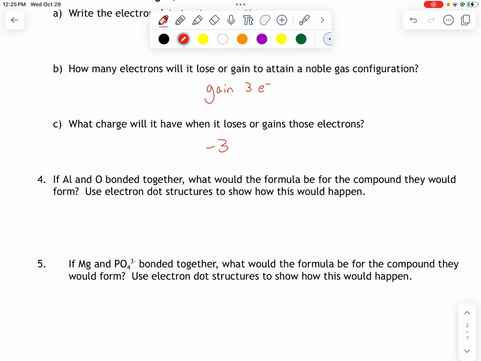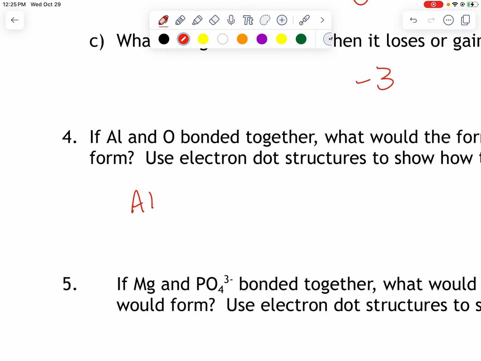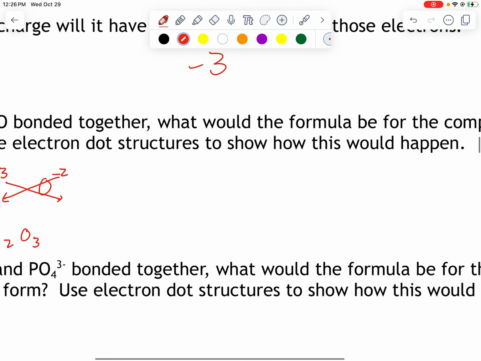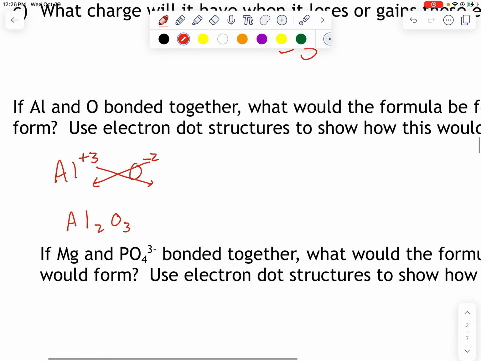It says if aluminum and oxygen bonded together, what would the formula be for the compound that they would form? So first let's look at aluminum. It has a +3 charge, oxygen's -2. Since it's ionic, you crisscross those charges. The formula would be Al2O3. And it says use electron dot structures to show how this would happen. This is referring more to your dots and arrows. This is essentially asking for the Lewis dot structure.